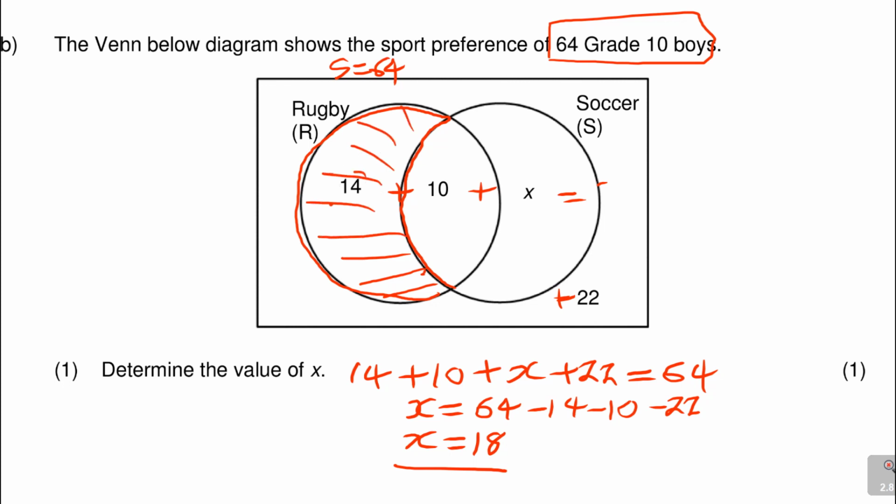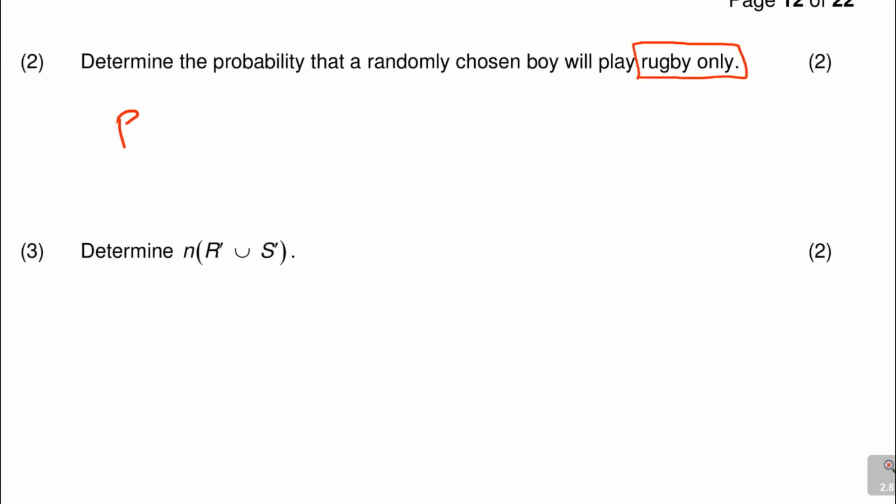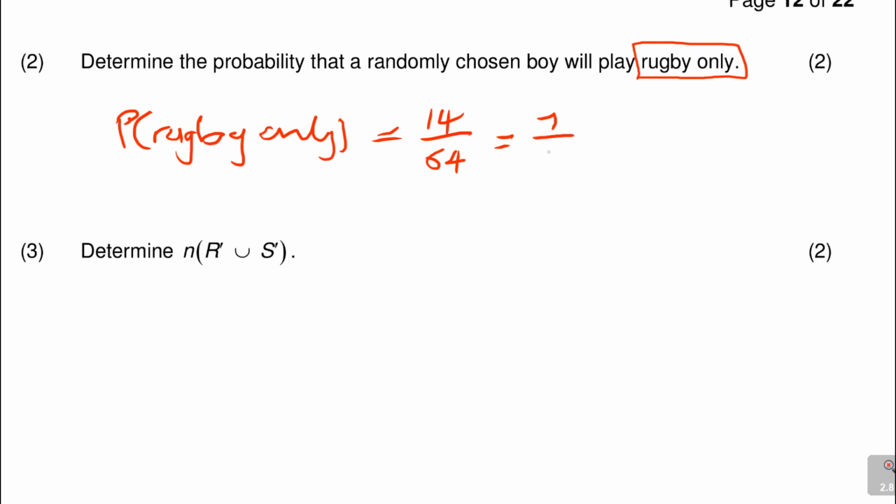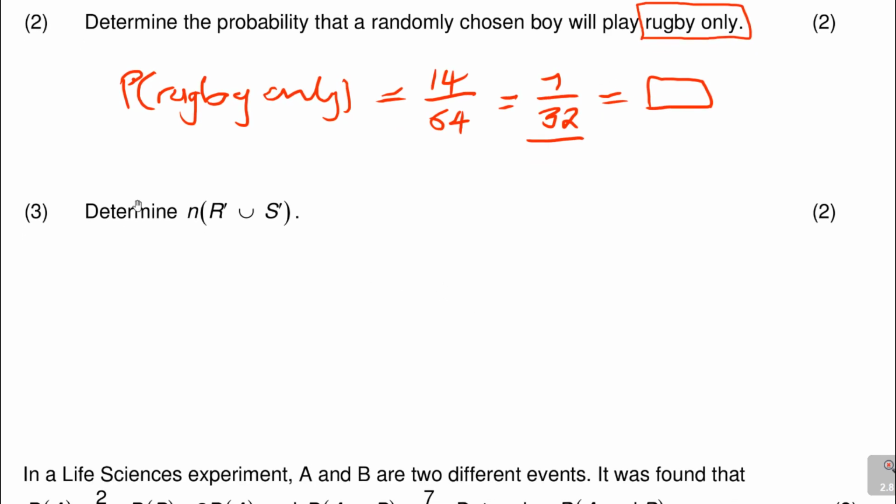So the probability there, you can see it's 14 divided by the total sample space, which is 64. So P of rugby only is equal to 14 over 64. You can simplify it if you want to get the smallest common denominator. I think this will just give us 7 over 32 in simple terms. You can also put it as a decimal if you want. Alright, and then number 3 still continues.